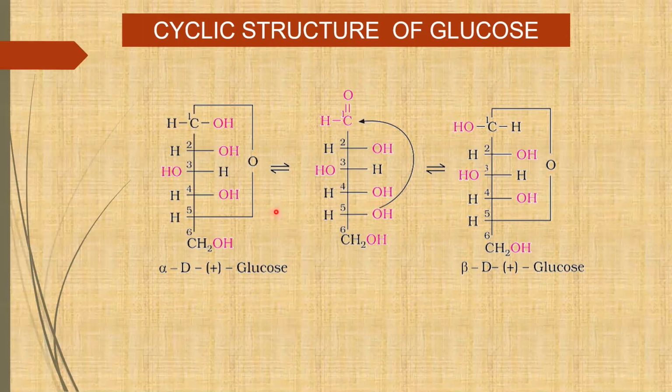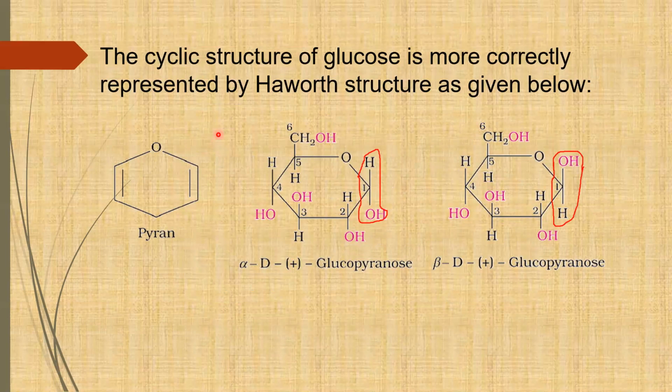Cyclic structure of glucose. Here we go with the cyclic structure of glucose. You can see alpha D positive glucose and beta D positive glucose. In alpha glucose and beta glucose, you can see the carbon atom forming a ring structure with oxygen, and the hydroxyl group is in a different position. The cyclic structure of glucose is more correctly represented by the Haworth structure as given below.